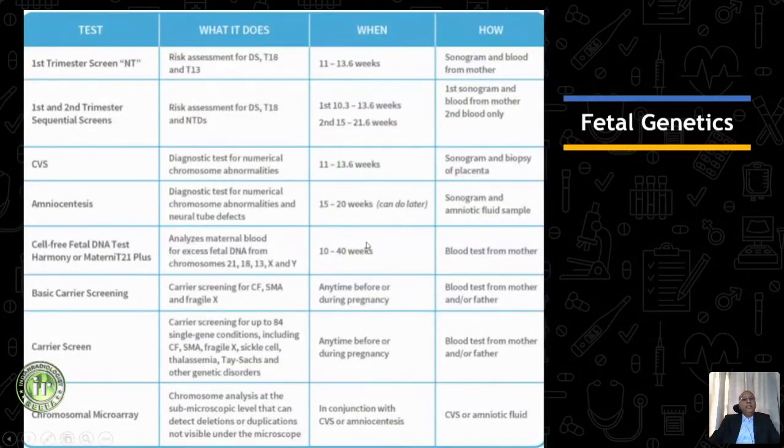So to put everything together, in the first trimester, we can use sonography and serum biochemistry, and we can use CVS to look for chromosomal abnormalities and gene disorders. In the second trimester, we can use sonography and markers and amniocentesis to look for FISH abnormalities, karyotype abnormalities, chromosomal microarrays, and single gene disorders. NIPT can be used anywhere from 10 weeks to 40 weeks to get an assessment of specific chromosomes and specific disorders.